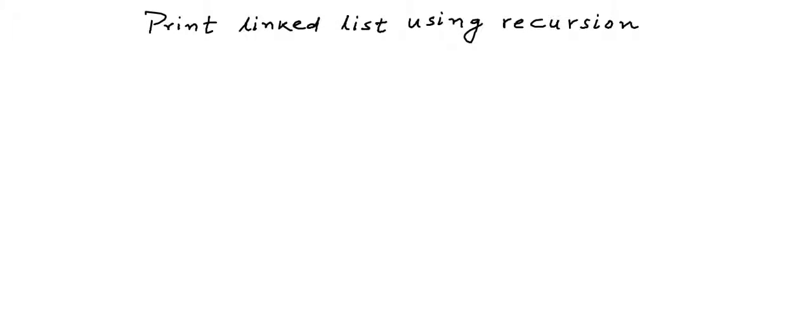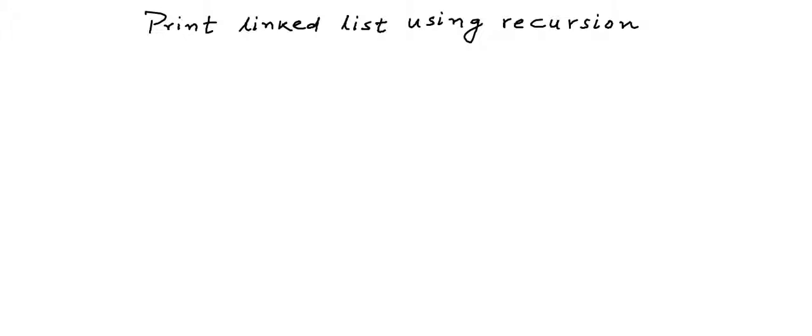In our series on linked list, so far we have implemented some of the basic operations like insertion, deletion, and traversal. Now in this lesson we will write code to traverse and print the elements of a linked list using recursion. Prerequisite for this lesson is that you should understand recursion as a programming concept.